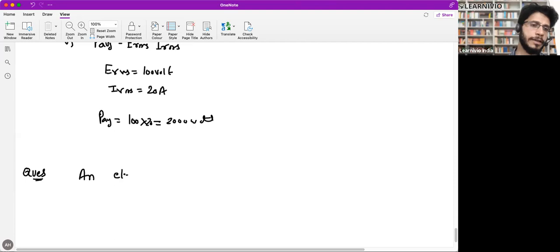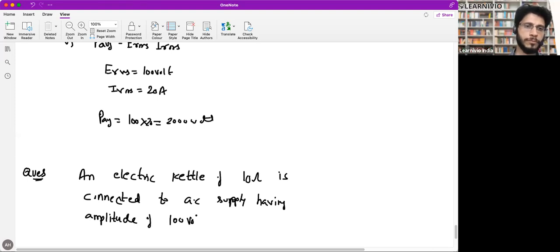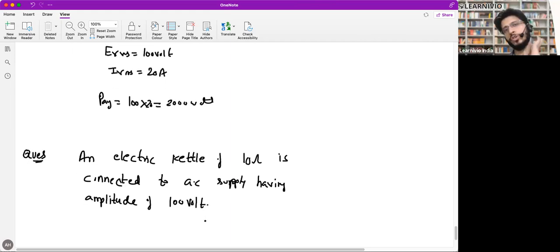So an electric kettle of, let's say, 10 ohm is connected to AC supply having amplitude of 100 volt. So you connected this to an AC supply, the amplitude of AC supply is 100 volt.